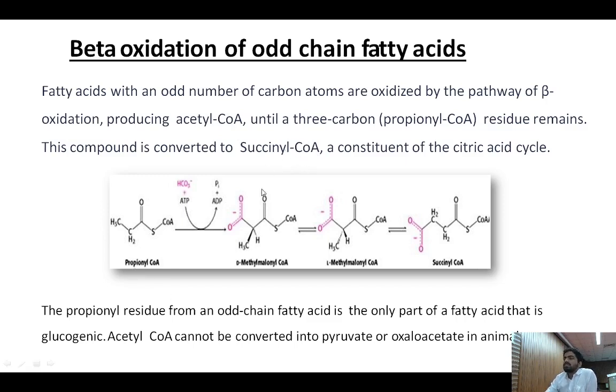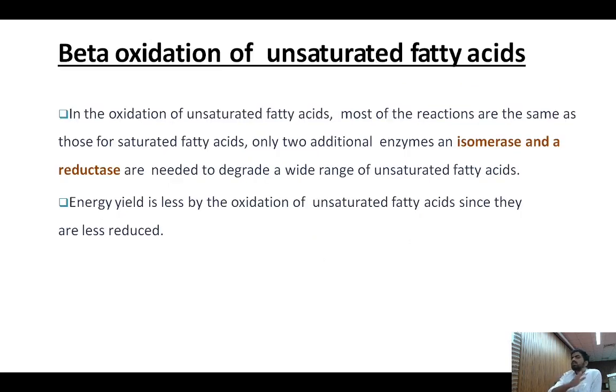So ultimately, if succinyl coenzyme A can be utilized for glucose formation, we can say propionyl coenzyme A is glucogenic. So the propionyl residue from the odd chain fatty acid is the only part of a fatty acid that is glucogenic. Acetyl coenzyme A cannot be converted into pyruvate or oxaloacetate. To go into the gluconeogenesis pathway, any molecule generally has to convert to either oxaloacetate or pyruvate. Then only it can go back into the gluconeogenesis path. So acetyl coenzyme A is not a glucogenic molecule, but propionyl coenzyme A is a gluconeogenic molecule. So that was odd chain.